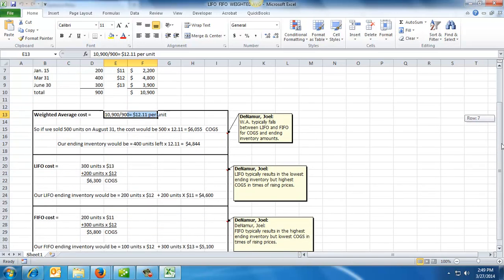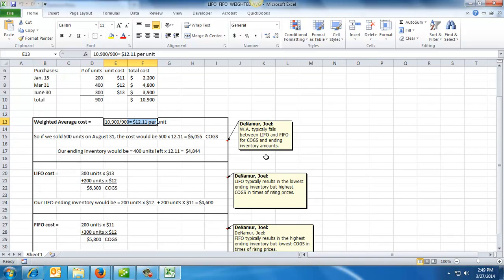Using the LIFO method, when we look at what sales of units we have, we always pull from the last in, first out. So these are our last in units, starting at the bottom. First we would pull from the 300 units at $13, and then we would pull the other units that we need. We're still looking for 200 more units, so we'd pull 200 units from this at $12 a unit. And if we add those together, we'd come up with our cost of goods sold of $6,300.